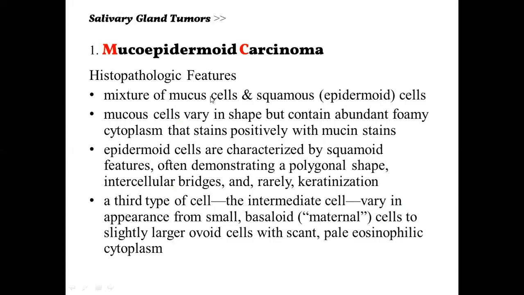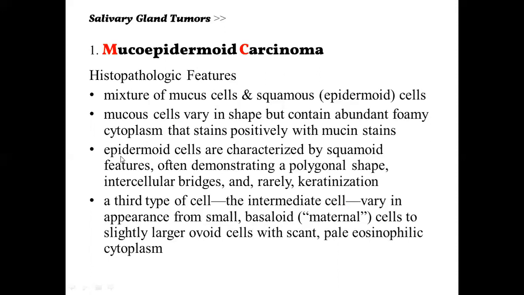Histopathologically, it is a mixture of mucous cells and squamous cells. Kung squamous cells, those are also called as epidermoid. Okay, so meron tayong tatlong cells na makikita dito sa mucoepidermoid carcinoma. Unang-una, yun yung mucous cells. Pangalawa, epidermoid cells. And lastly, intermediate cells. Mucous cells vary in shapes and these are all foamy. These all contain abundant foamy cytoplasm and stain positively with mucin stains. Kasi nga, these cells produce mucus or mucin.